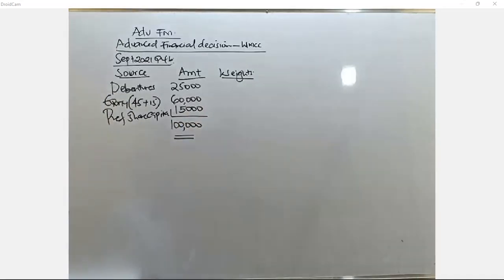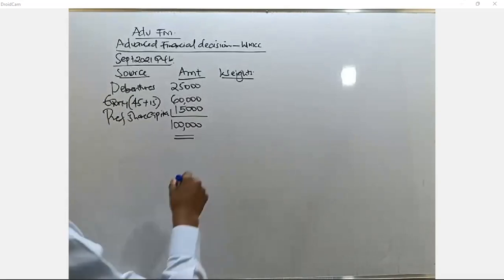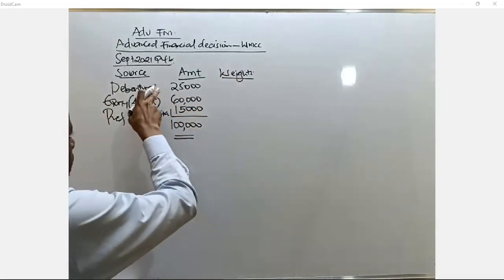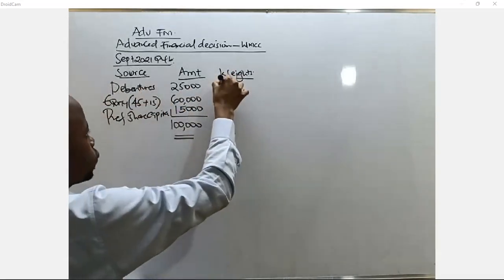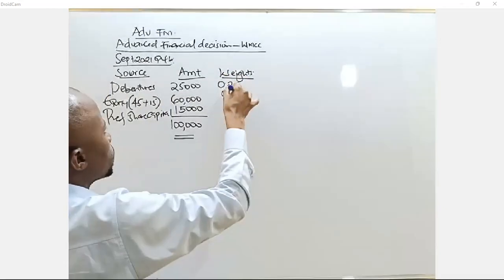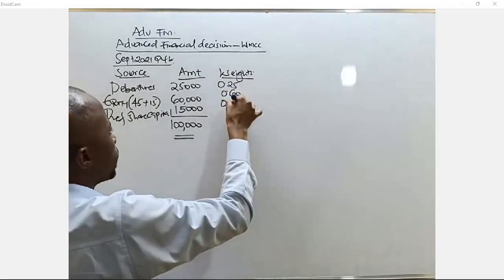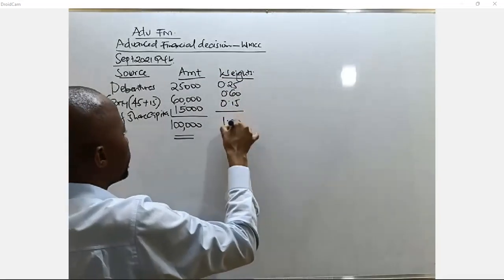So what are the weights? I take 25 divided by the total, getting 0.25. This is 0.60. Then this is 0.15. They are supposed to equate to 1.